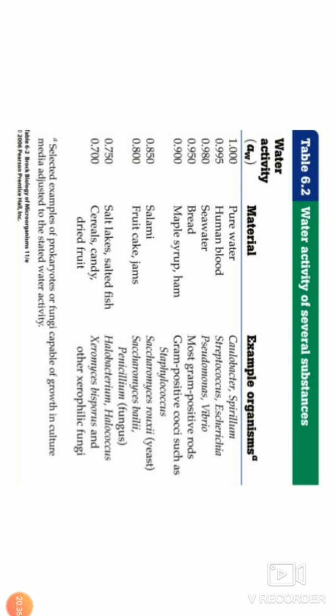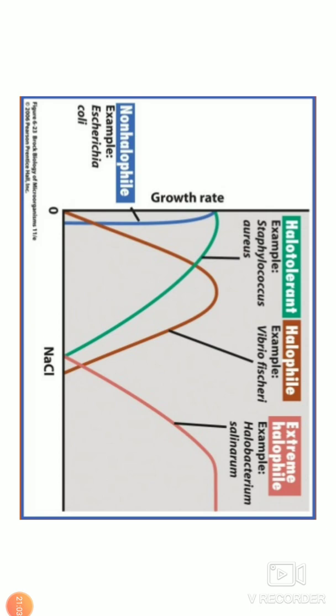When you have halophilic bacteria, or where the ionic concentration is very high, as you see in candy or dried fruit, where dehydration happens, the water activity there is 0.7. In such a condition, either fungi will grow very nicely, or organisms like Xeromyces bisporus can grow.